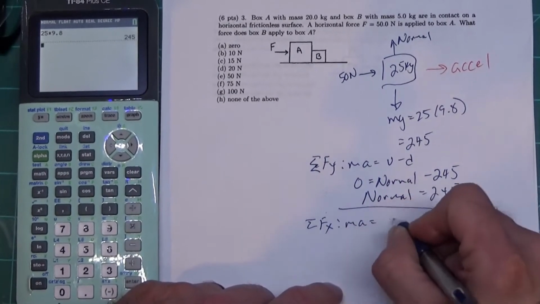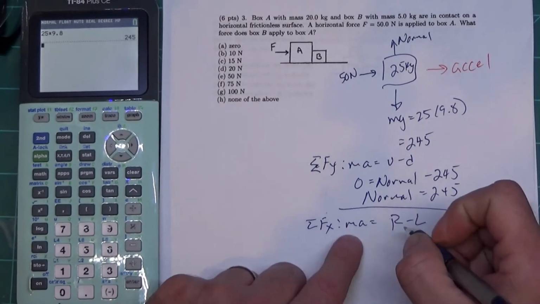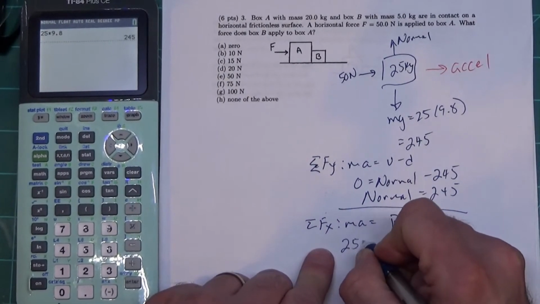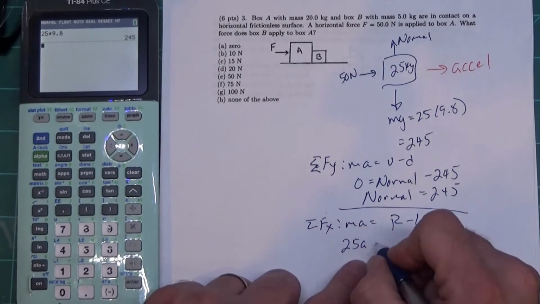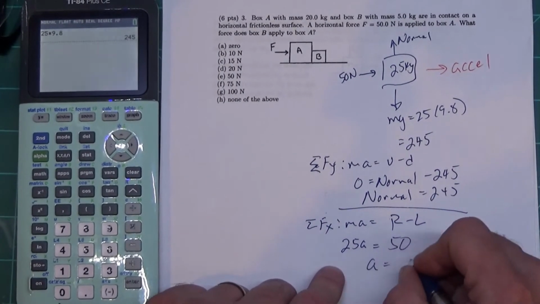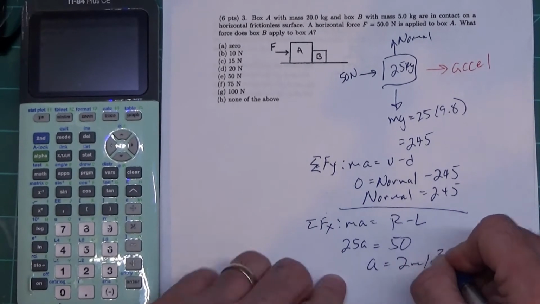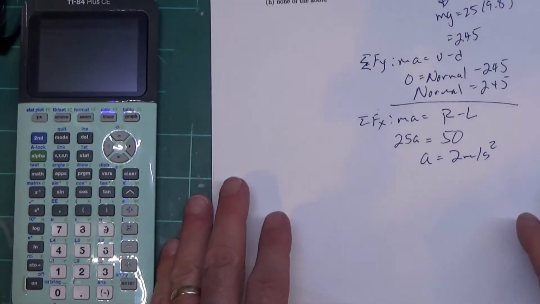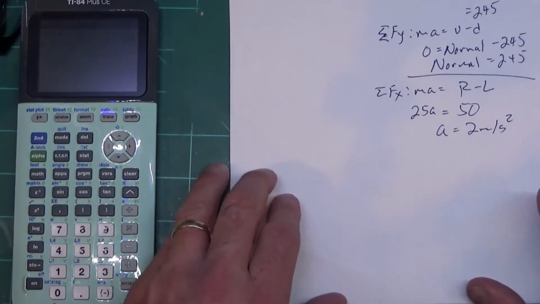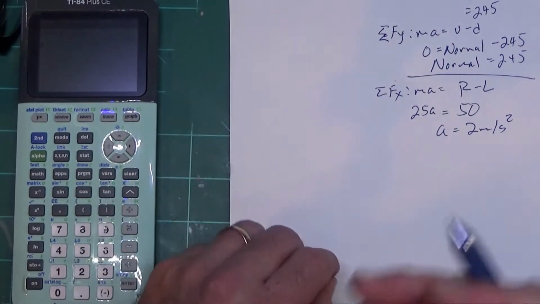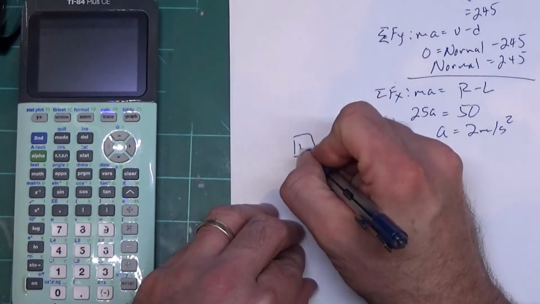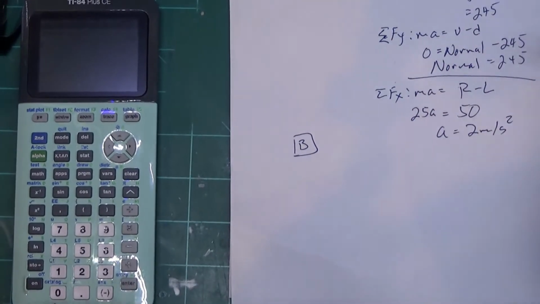That's ma equals right minus left. Now, I don't know the acceleration, but I know the mass, so 25a, and that's to the right, so that's positive, equals to the right 50, and there's nothing to the left. So I find a is 2 meters per second squared. Now what I'm going to do from here is draw a free body of one of the two boxes. It doesn't matter which one from here. I'll probably draw box B because it has fewer forces on it.